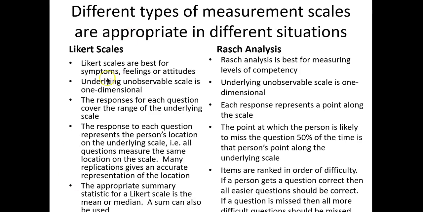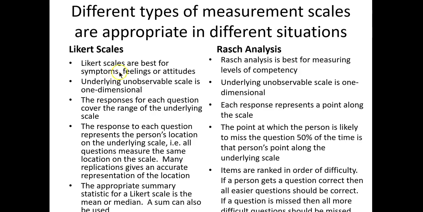So we have two different types of measurement scales, and they are appropriate in different situations. Likert scales are best for symptoms, feelings, attitudes. Rasch analysis is best for measuring levels of competency. Some people in the Rasch world try to put everybody in that same bucket. I think that's not necessarily appropriate. Feelings, people can have different feelings. And it's not just a dimensional thing. I mean, it is a dimensional thing to a certain extent, but you would just have too many dimensions if you tried to put every question in its own little bucket.